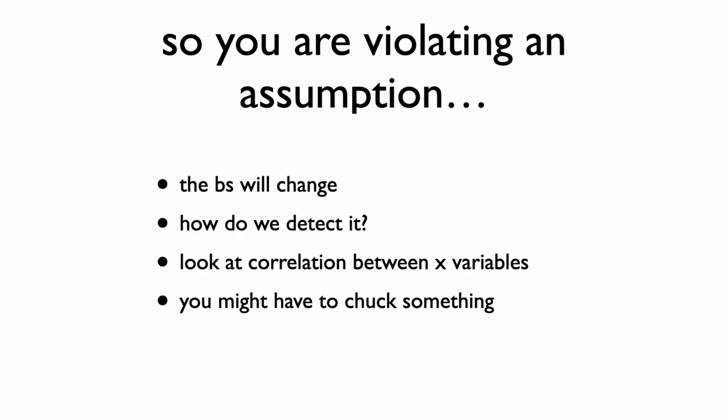So what you do really is you just look at a correlation between all your x variables. It's one of your first steps, actually. And then throw something out that isn't correlated. That's all you have to do. All right, so that's where we left off last time.